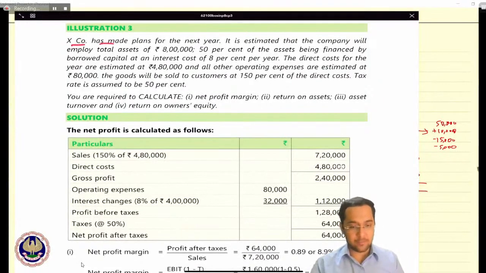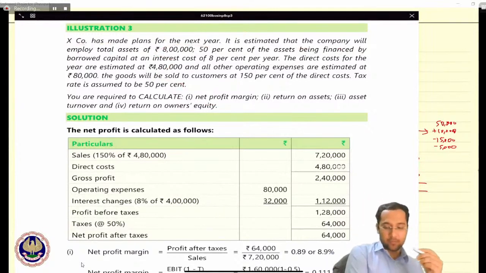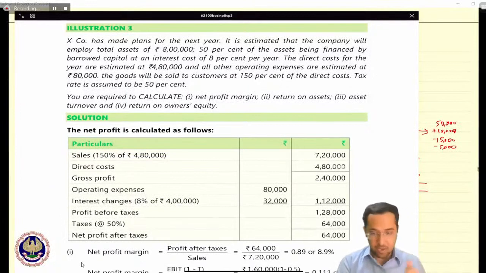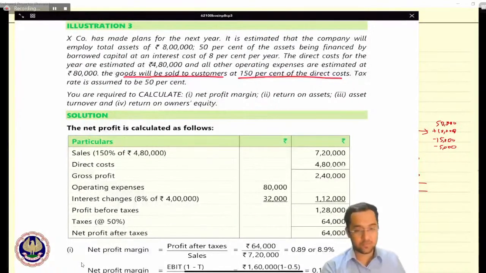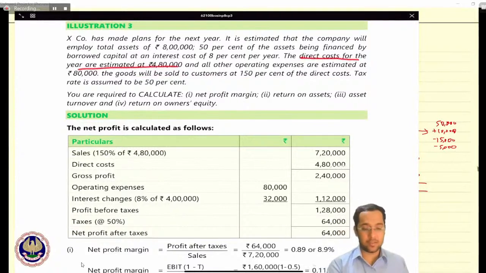X company has made plans for next year. It is estimated the company will have all these things, and they're asking us to calculate a few ratios. Now, I need to have first the net profit figure, or even the operating expenses and all those figures. So an income statement needs to be prepared, for which we'll be using this. Goods will be sold to customers at 150% of direct cost, and the question says that direct cost for the year is estimated to be 4,80,000.